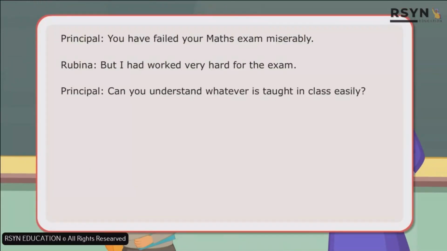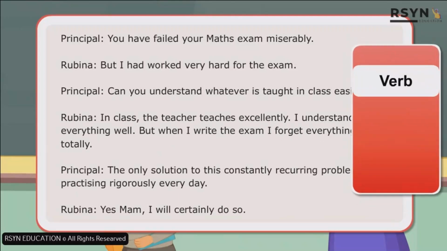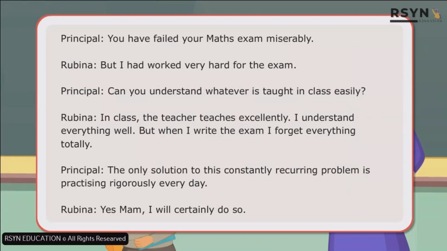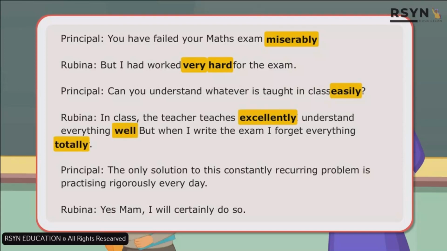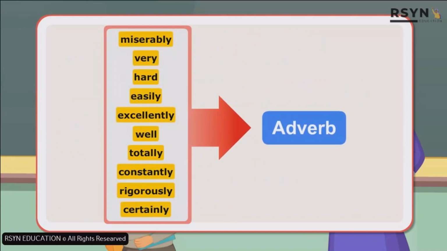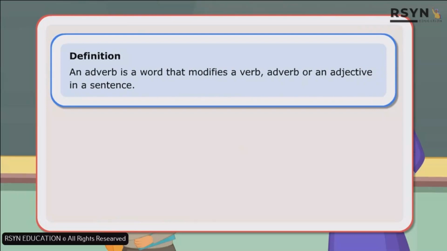In the dialogues, the principal and the girl have used words that tell us something about the verb, adjective, or adverb in the sentence. The words miserably, very, hard, easily, excellently, well, totally, constantly, rigorously, certainly are examples of adverbs. Definition: an adverb is a word that modifies a verb, adverb, or an adjective in a sentence.